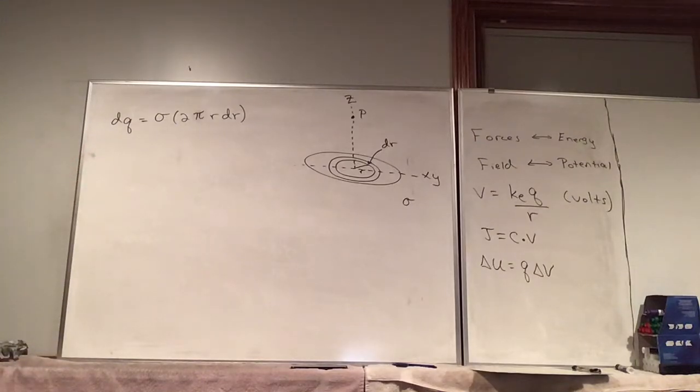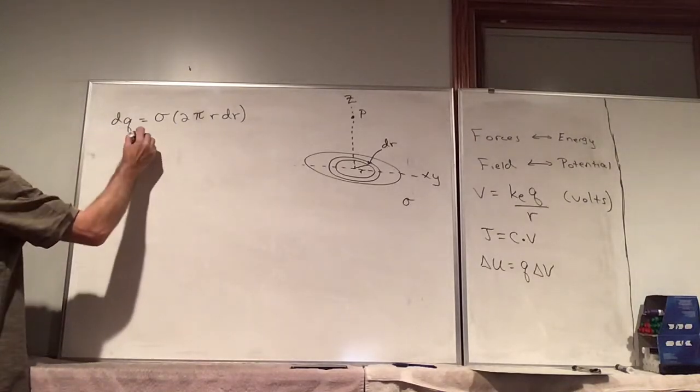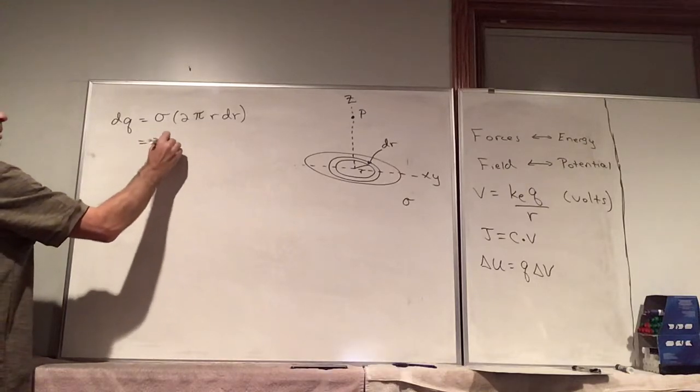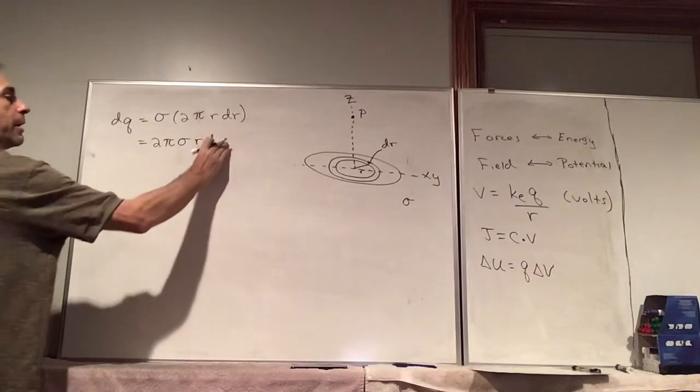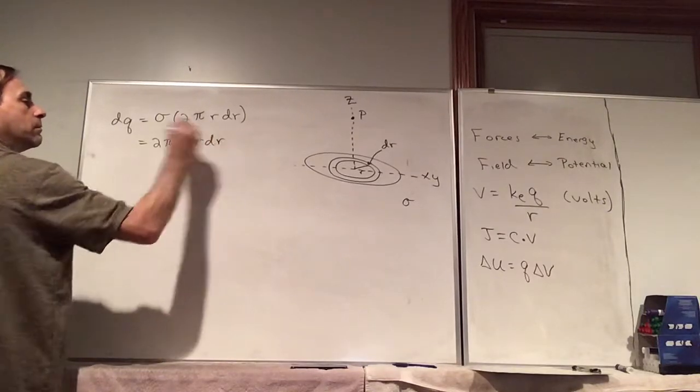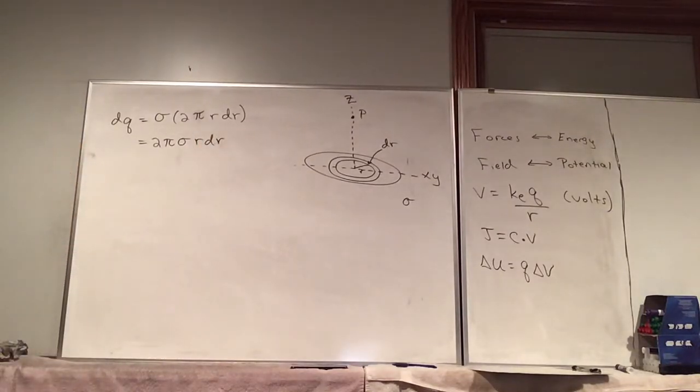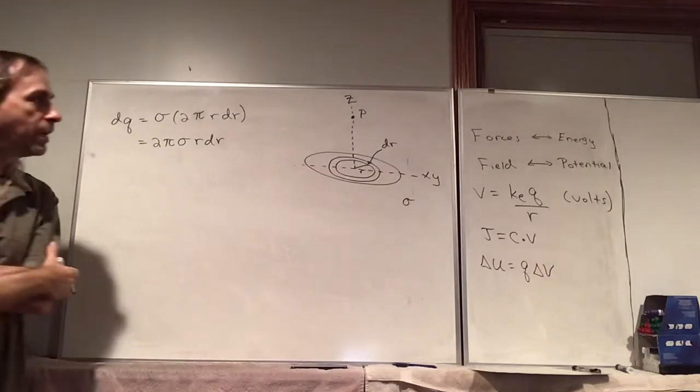So dq is 2 pi sigma r dr. That's the amount of charge contained in this ring.